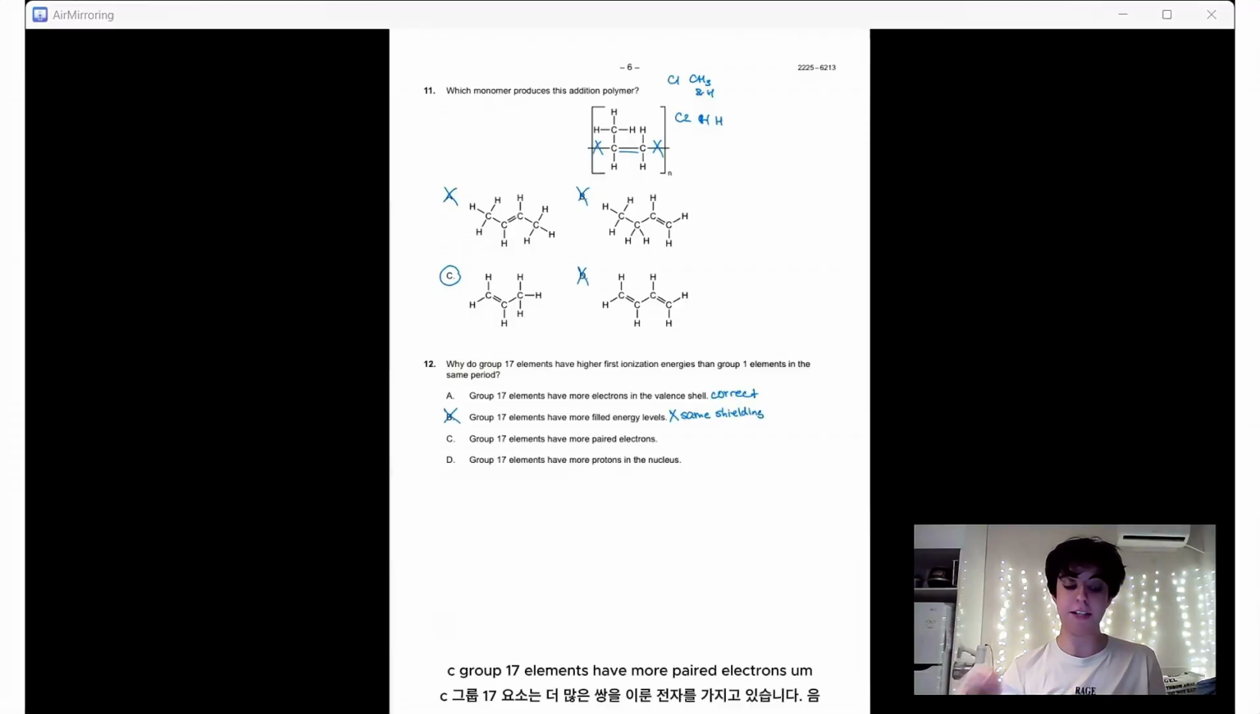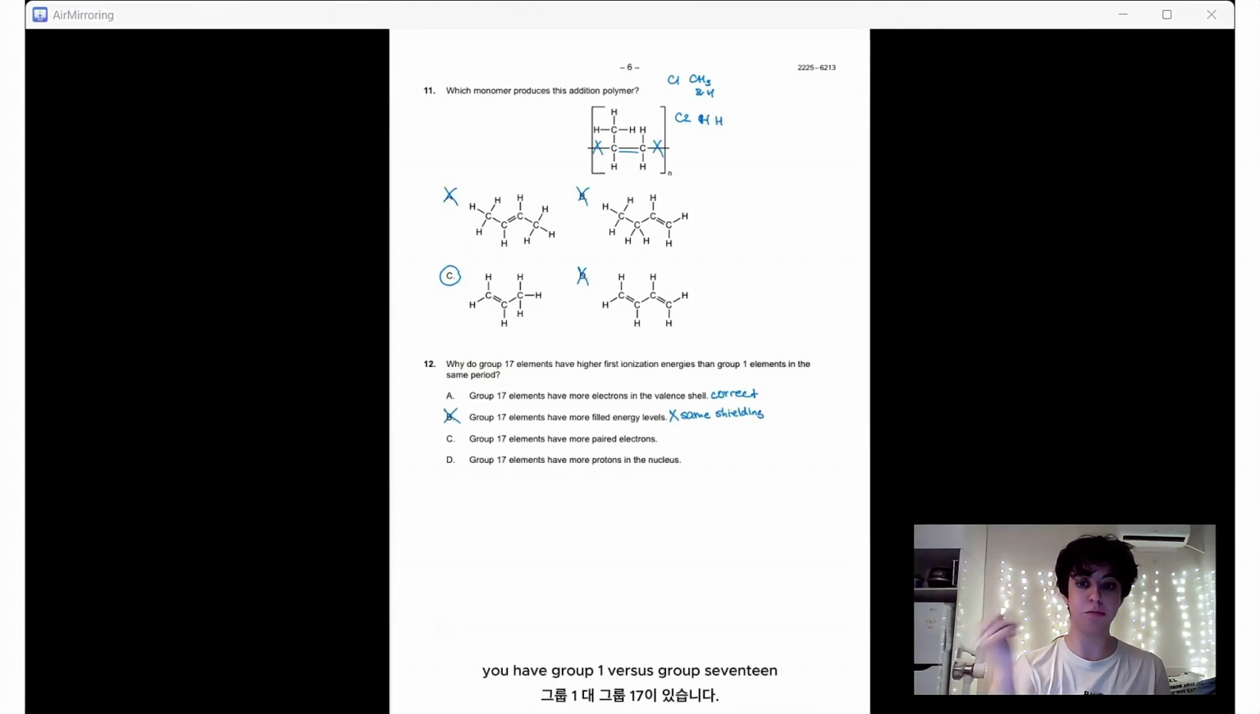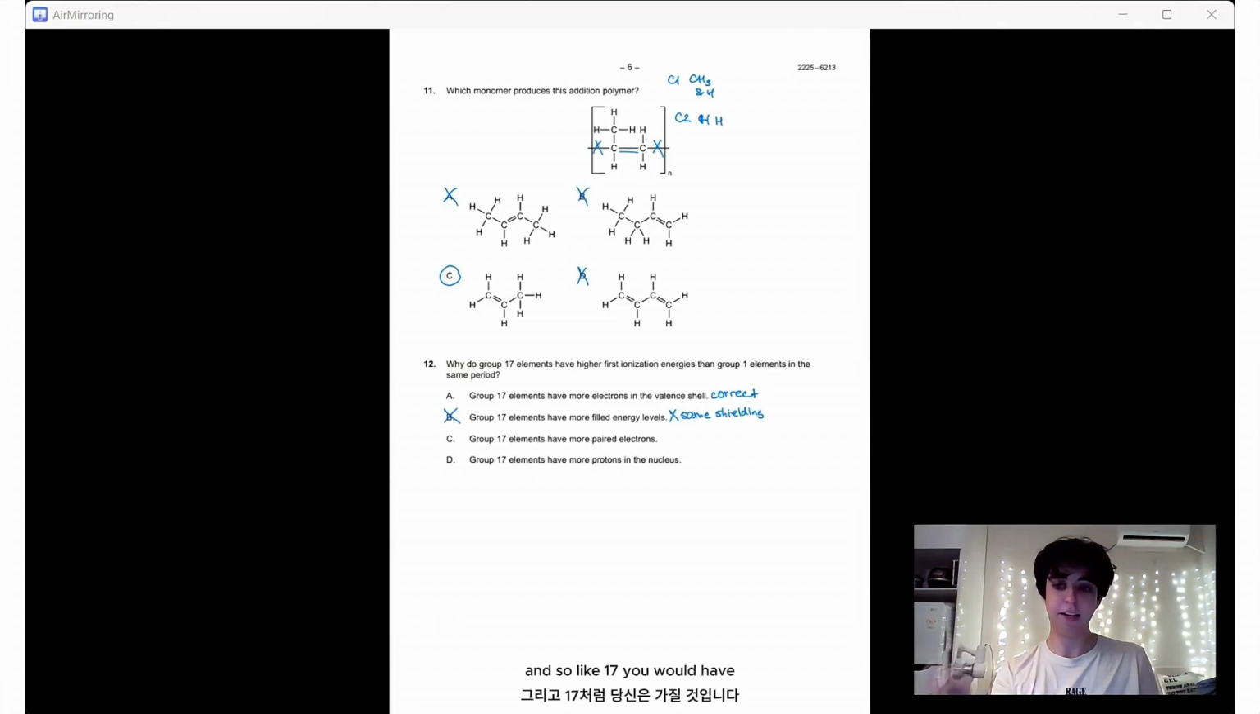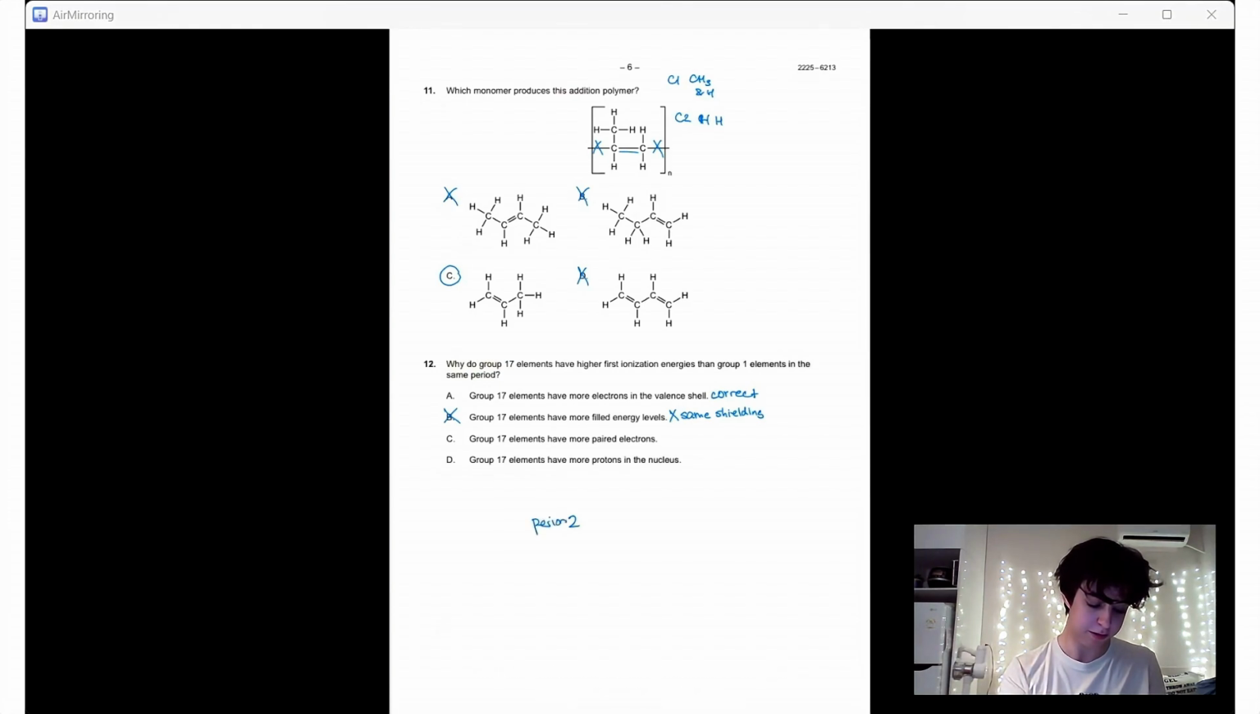C, group 17 elements have more paired electrons. That is one where you have group 1 versus group 17. I'm just going to use period 2 as an example. In period 2, you'd have your 2s, which would just be your 1, versus for 17, you'd have 2s, 2p.